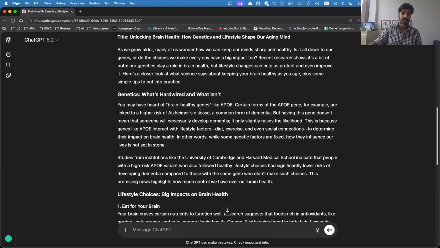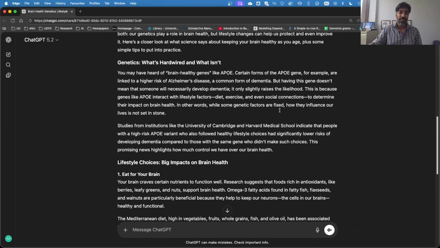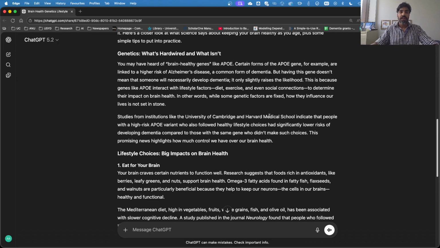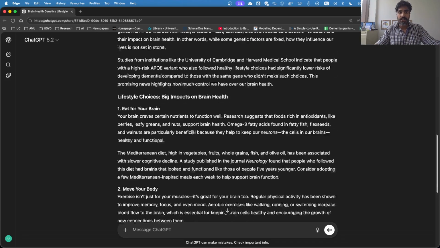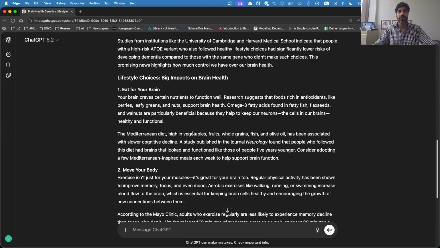So genetics, what's hardwired, what isn't. It talks about ApoE, which is a gene that is present in everybody, but depending on the alleles you have, E2, E3, E4, you may be at greater risk of Alzheimer's disease with the E4 allele as opposed to other alleles. And so really that's what it explains here. There's a high-risk ApoE variant, and it doesn't go into too much detail, but it gives a good overview.